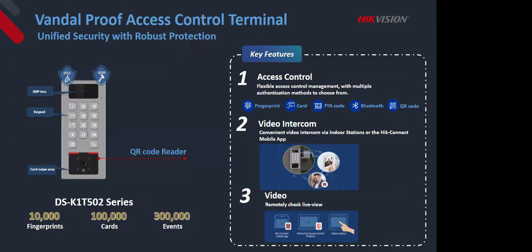Right, moving forward on that same model, the 502 model that we just highlighted, fingerprints, as you can see, cards and events are there. So definitely have a look at that capability. Your normal fingerprints, cards, pins, Bluetooth, and QR code. So please have a look. Not all the models have the QR code. You have to select the correct model for that application.